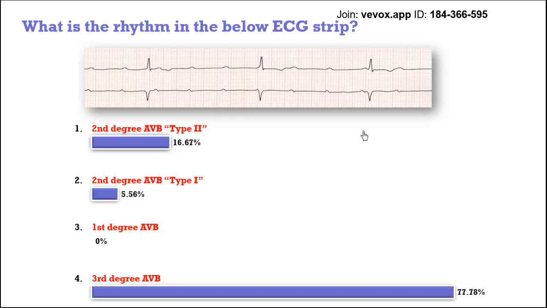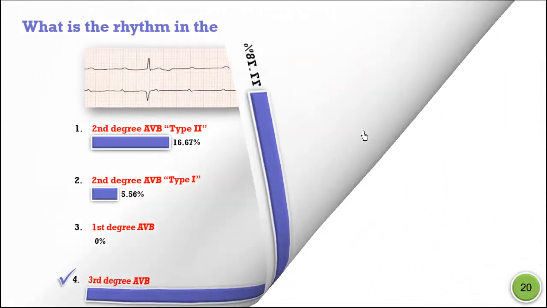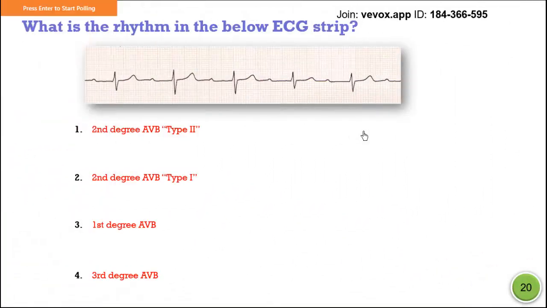Okay. So let's take this one. Is it multiple P waves or only one P wave? One P wave, okay? So is it third degree? It is second degree. So we have to rule it out, because for second degree or third degree, we should have multiple P waves.